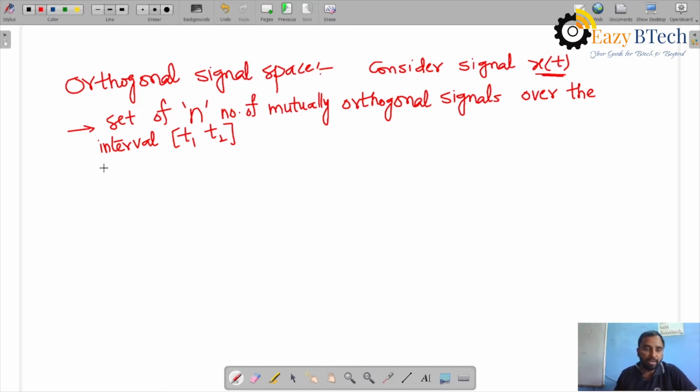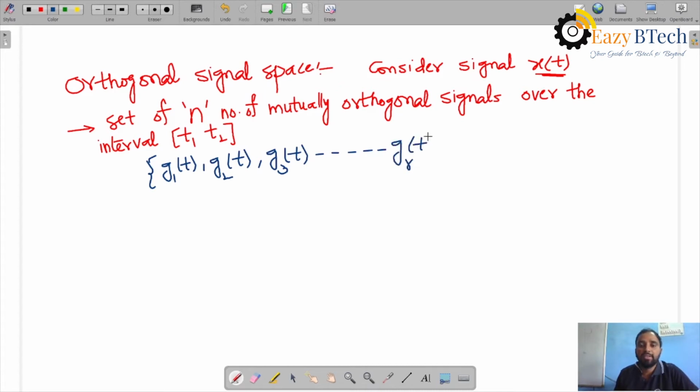I am writing this set of mutually orthogonal functions as g1 of t, g2 of t, g3 of t, and so on up to g r of t, and so on up to g n of t. So this is the set of n mutually orthogonal functions.